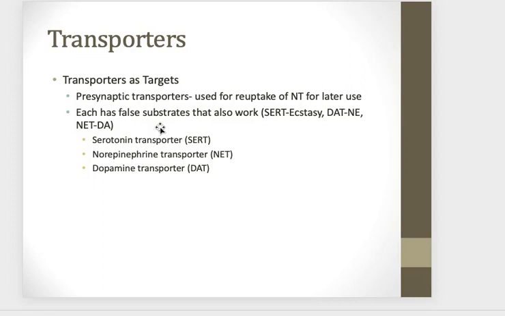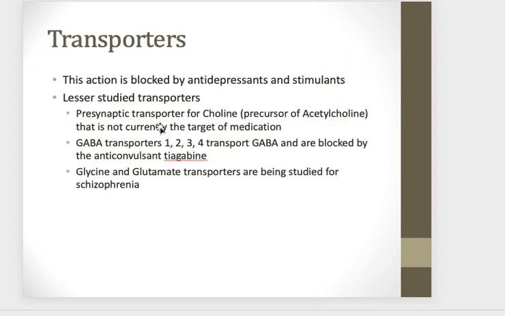Each has a false substrate that also works. So like for serotonin it would be ecstasy, and norepinephrine and dopamine kind of partially work at each one. So you can target the transporter to block the effects of, when we talk about addiction and substance abuse, you can use these to help somebody come off of it, to treat that addiction disorder. So this action is blocked for those transporters by antidepressants and by stimulants.